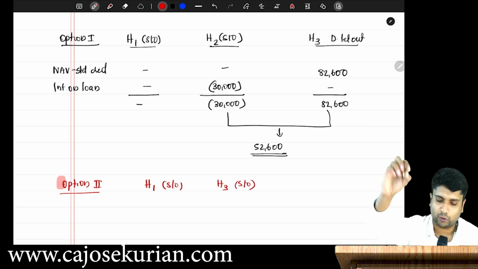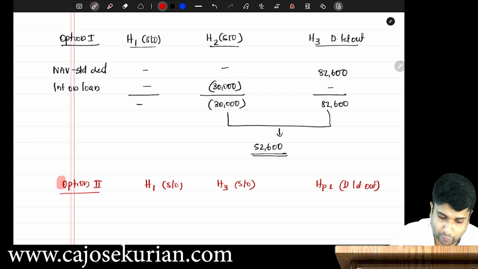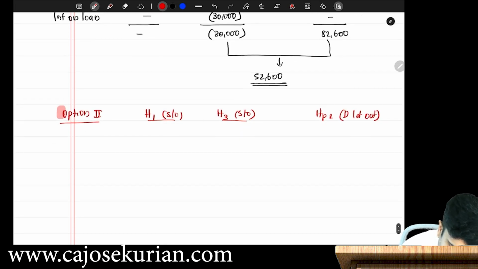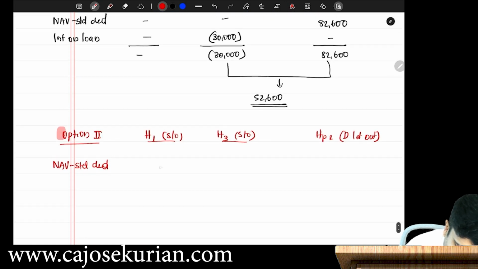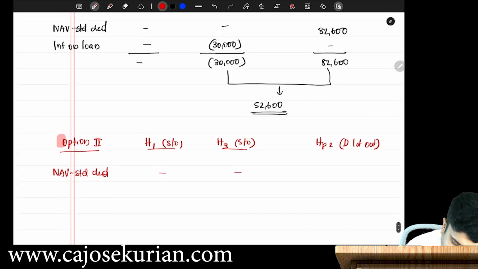And I am considering house property 2 as deemed let out. Now, can you help me with the computation? If house property 1 and house property 3 are self-occupied, then NAV minus standard deduction will be how much in 1 and 3? That we have already computed. For 1 it will be 0, for 3 it will be 0. Then how about 2? 121,940.